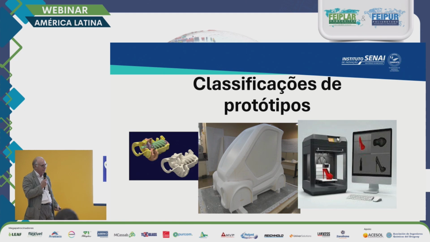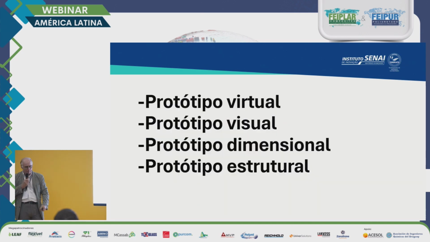Footwear, they also work with 3D printing. The companies that supply polyurethane for footwear, perhaps you have to share and use the PU tools, the 3D printing tools, so that we can produce the footwear, the shoes in this case. Okay. How about the classifications in 3D printing? We classify in virtual prototypes, visual prototypes, dimensional and structural prototypes. What are they? Let's see what they are.